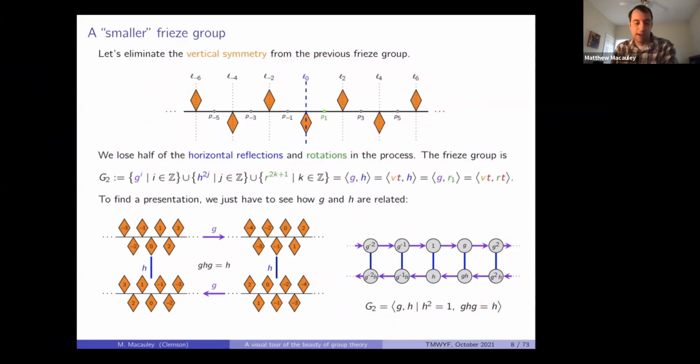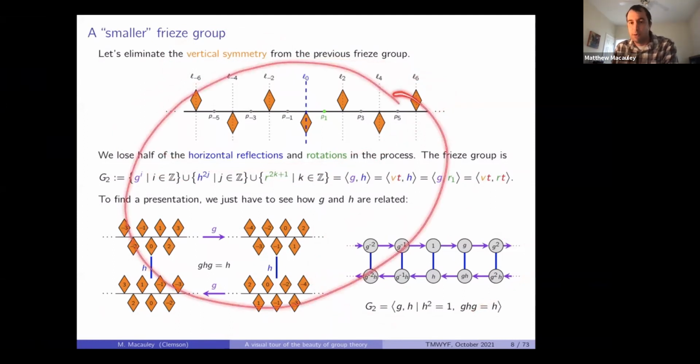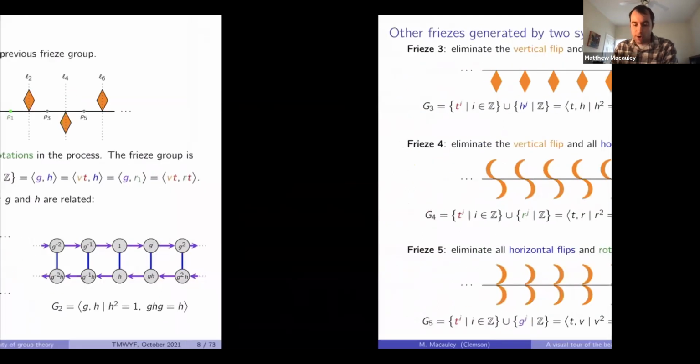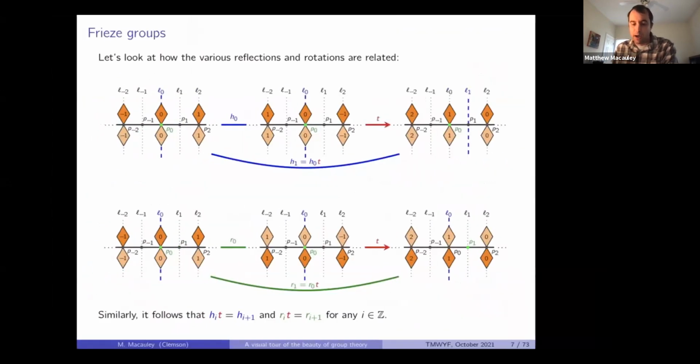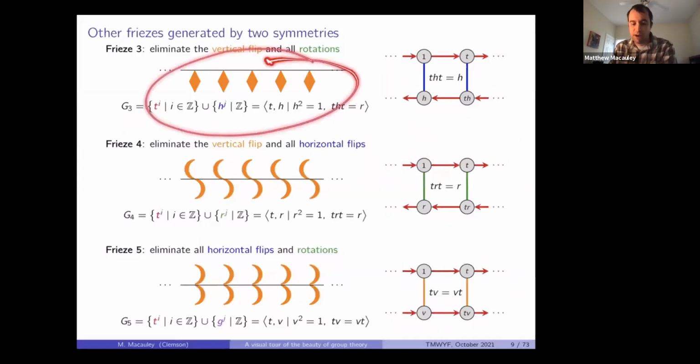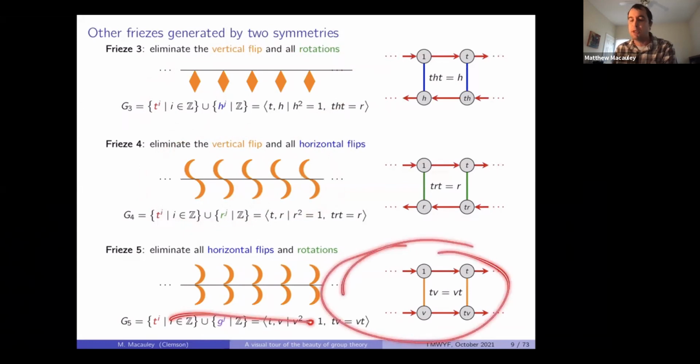Again, this is why I'm going fast. I could spend like 10 minutes on this slide if I want to. I could instead wipe out, starting here, all of the rotations or all of the reflections. So if I wipe out all of the rotations, I get this frieze. If I wipe out all of the reflections, I get this frieze. And if I wipe out both, I get this one, and this is an abelian group.